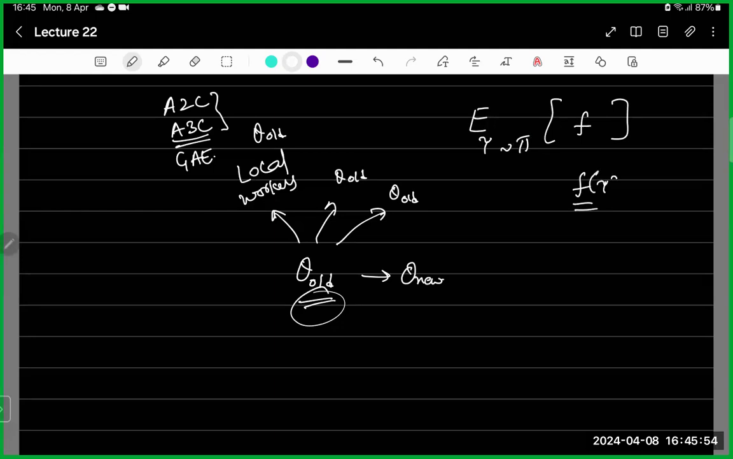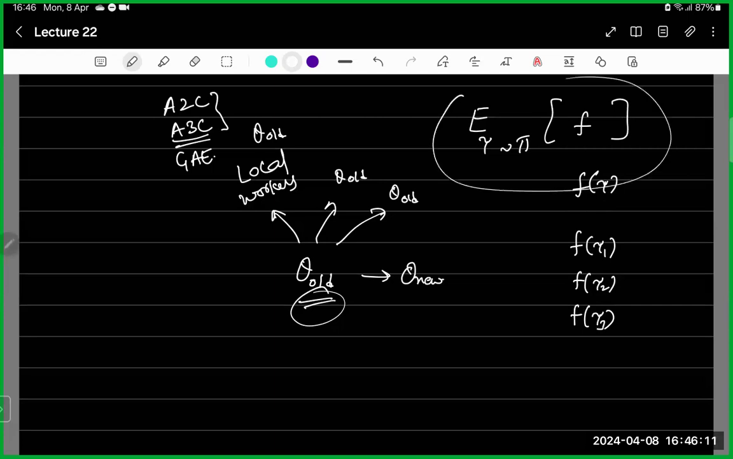So instead of that, what is a better estimate of this gradient? You generate three trajectories, f of tau 1, f of tau 2, and f of tau 3. You calculate these three and take the average of these three trajectories. Then that will be a better estimate of this, right? Do you understand what I'm saying?